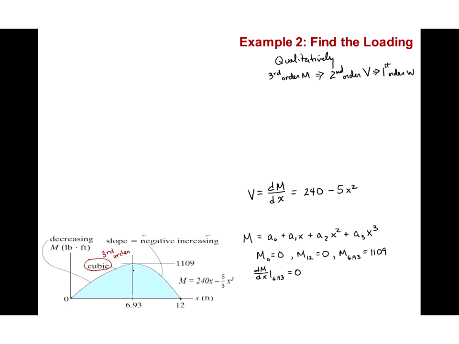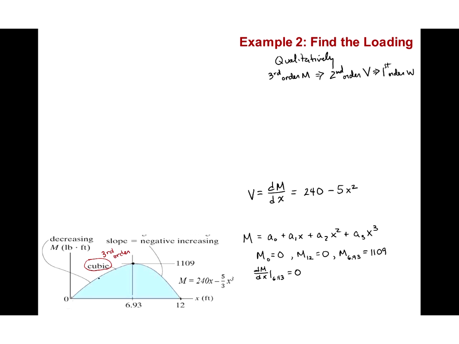We also note that everywhere we look at the slope for the M curve, we know what the value is of the V curve. So for example, right here, we see that the slope of M with respect to x is 0, and so the value of V must be 0 at that point. And so we know that this parabolic function crosses the x-axis at the point 6.93.